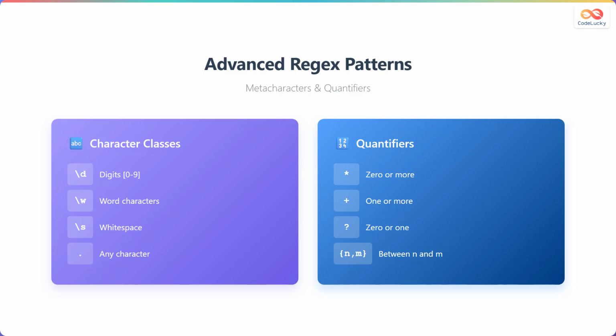Quantifiers control how many times a pattern element should match. The asterisk quantifier matches 0 or more occurrences. The + sign matches 1 or more occurrences. The question mark matches 0 or 1 occurrence. Curly braces with numbers, like {n,m}, specify a range allowing between n and m matches. These tools enable precise pattern matching for complex text processing tasks.